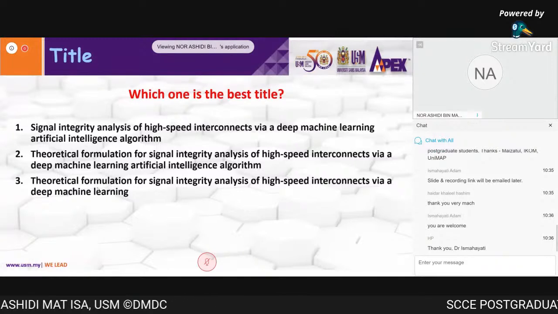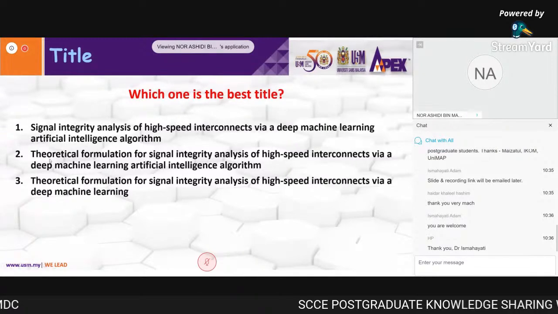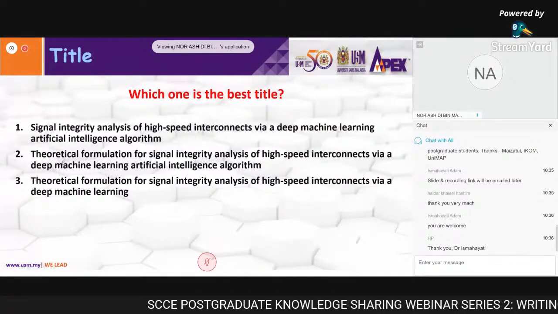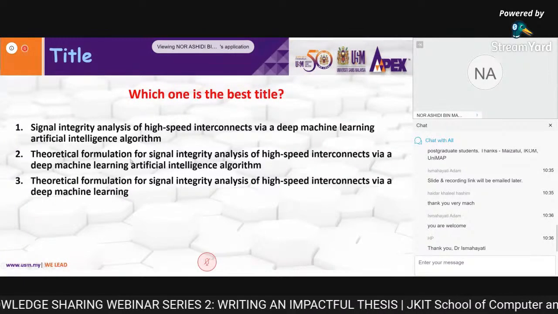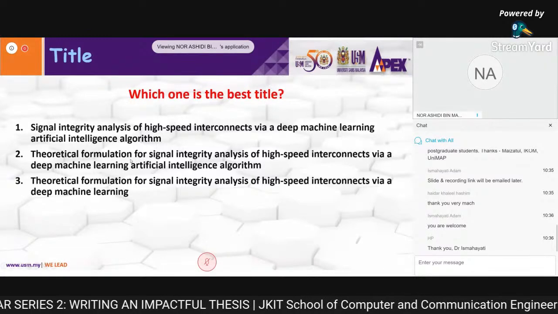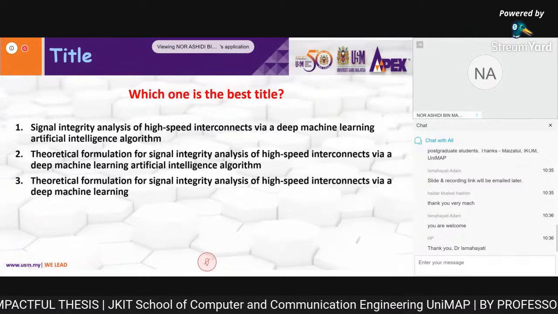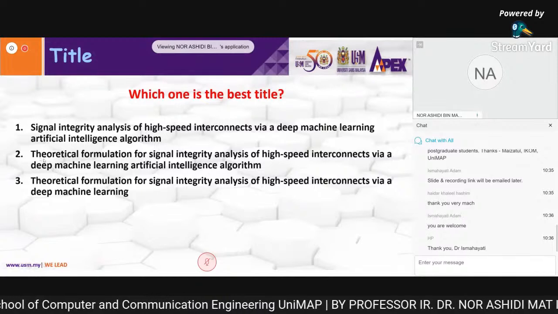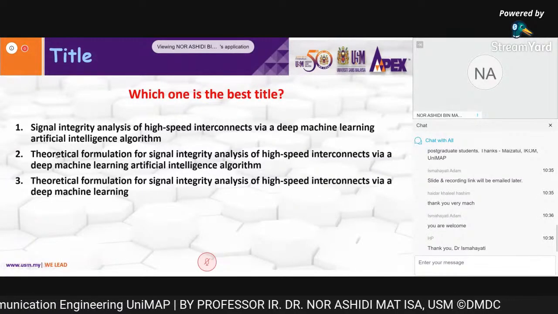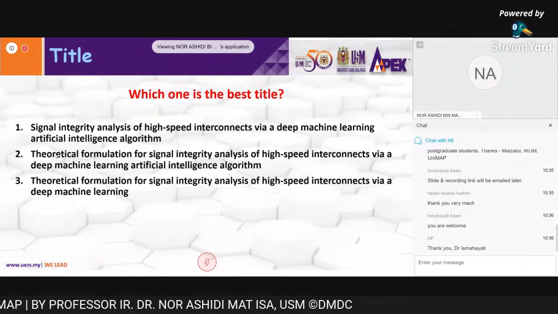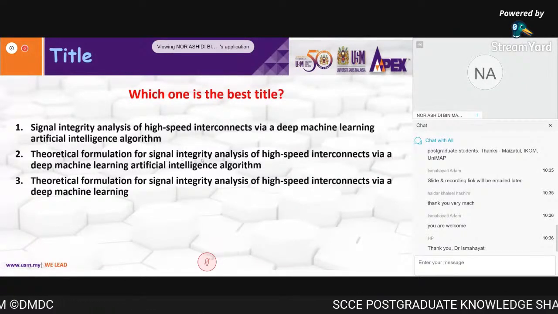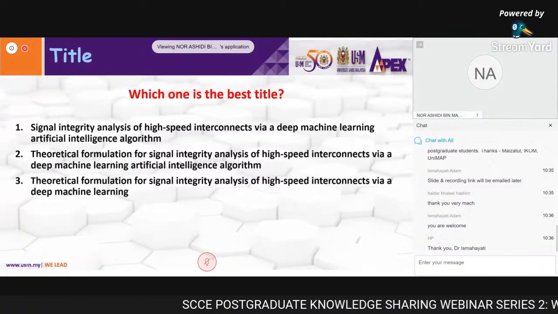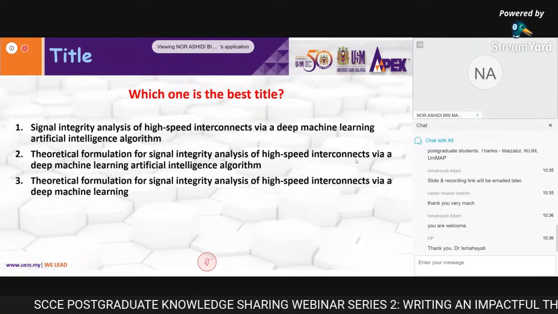Okay, in this case, they want to formulate a new theory for signal integrity. So this is very important, to show that this is the level that you want to achieve. For sure, this one is not a good one, because it does not show the level of the research work to be carried out. And it has what we call the niche area, which is signal integrity of high-speed interconnect.